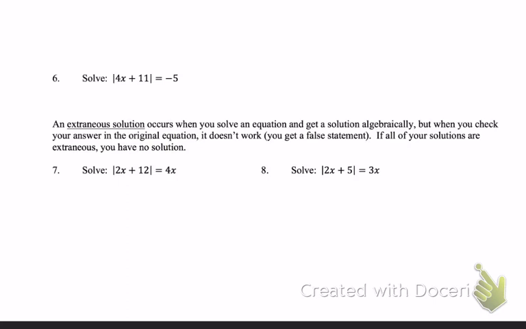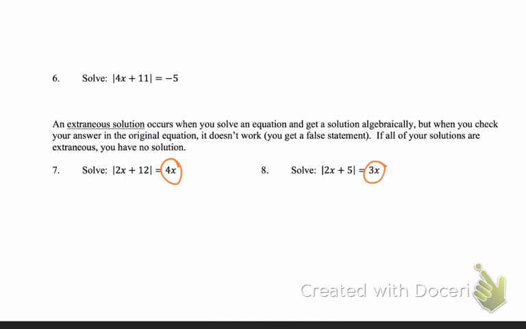So for number 7 and 8, you could have something where you have an extraneous solution. So checking your solutions is important. But I will tell you that the only time you need to check your solutions is if you have an x on the other side of the equal sign. That's the only time that you would potentially have an extraneous solution.